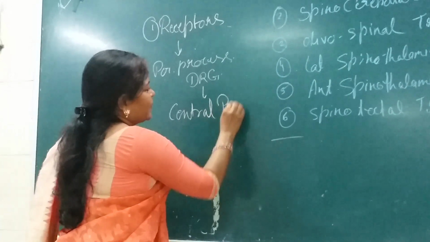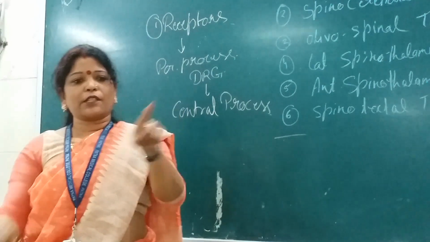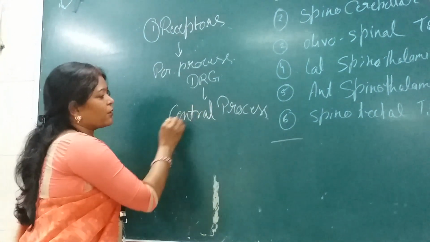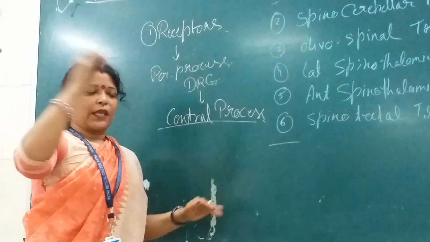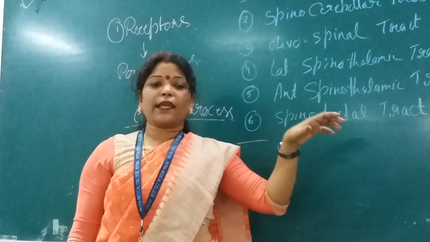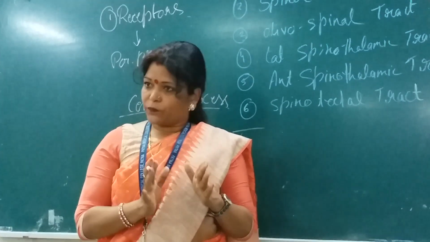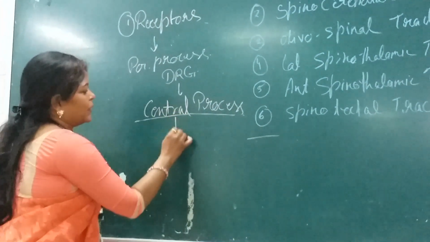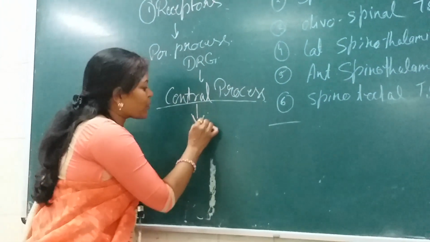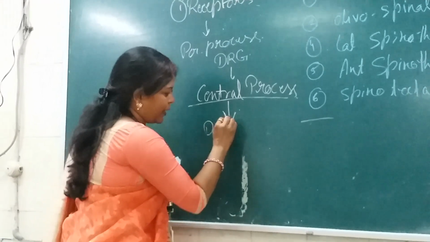Then these are composed of the pseudo-unipolar neurons, which are branching. One is the peripheral process, another one is the central process. So through this central process, where is the sensation coming? Inside the dorsal gray horn, because that is the sensory component of the spinal cord. Okay. From here, again, the axons of this central process, where will they go? It will go inside the dorsal gray horn.